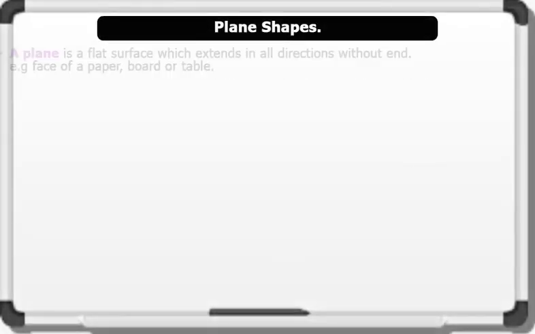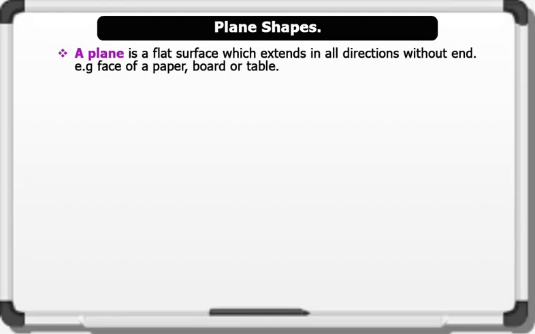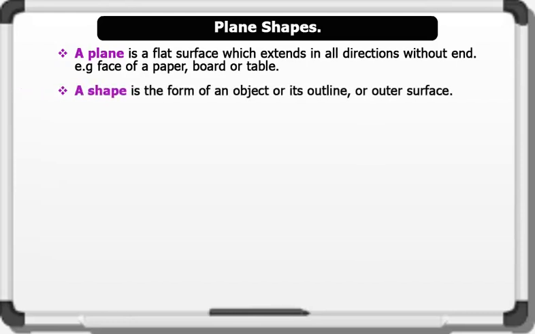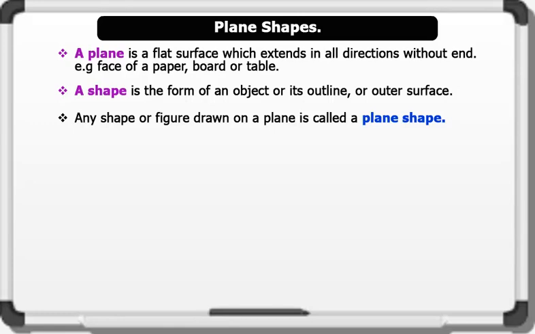Plane shapes. A plane is a flat surface which extends in all directions without end, while a shape is the form of an object or its outline or outer surface. Note that everything we see in the world around us has a shape. Any shape or figure drawn on a plane is called a plane shape.